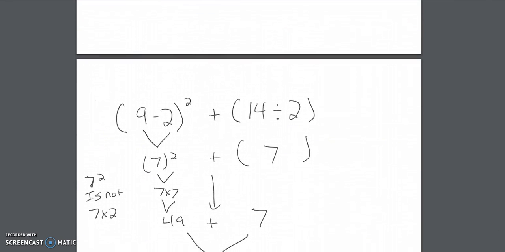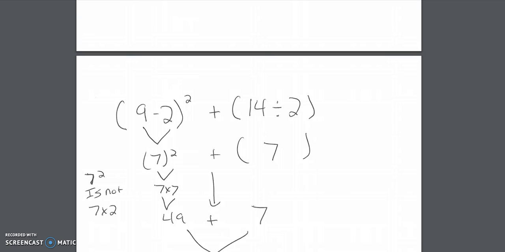All right, moving on to an example with exponents. Here's my problem. 9 minus 2, exponent 2, plus 14 divided by 2. Well, when I do my parentheses, you see 9 minus 2 is 7. Do not look at this as 7 times 2. It's not. It actually means 7 times 7, which is 49. Okay, so do not look at exponents as 7 times 2. It's actually 7 times itself again.